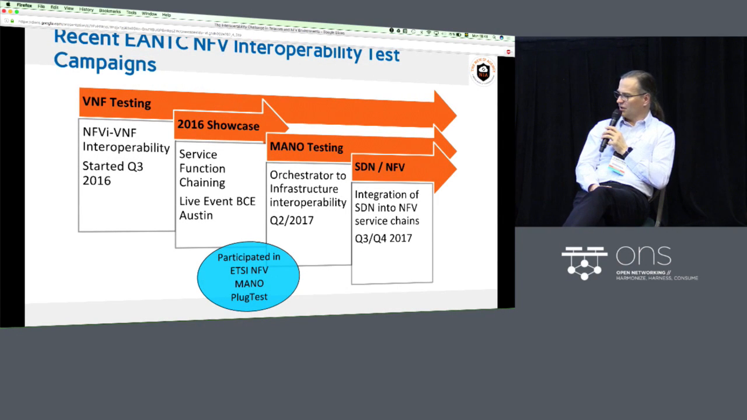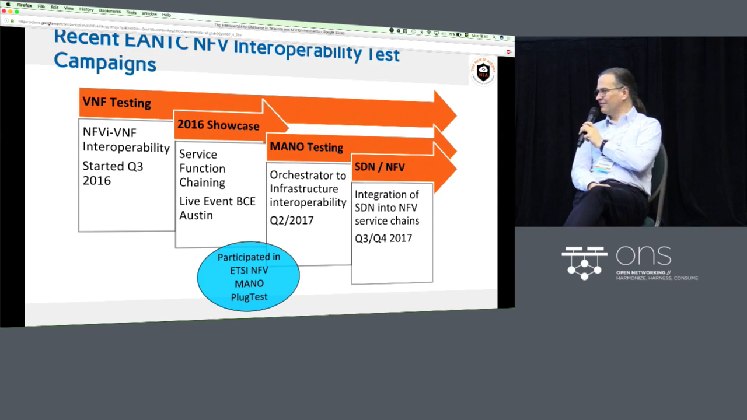So far, we've done two major programs of VNF to NFVI interoperability, which is the light multi-vendor model, as I explained. In this interoperability program, we validated different commercial virtualized network functions with commercial NFV infrastructures. We started that in December 2015, and we ran quite a few combinations, which I'll explain. And last year in the summer, we did a first showcase of the whole heavy multi-vendor interoperability.